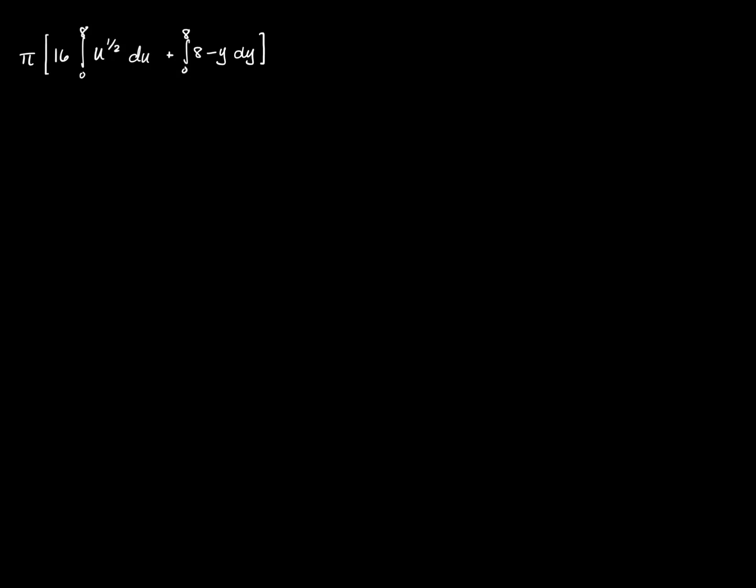All right, so carrying on here, this is going to give me pi times 16, integrating u to the 1/2 gives me u to the 3/2, but I'll divide by 3/2, which is the equivalent of multiplying by 2/3.